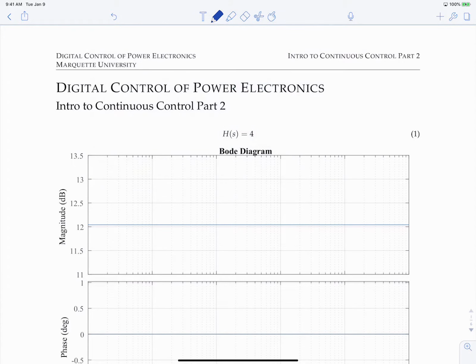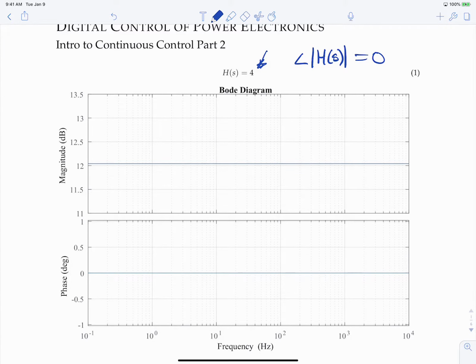Now, the next part is, in general, we also calculate the phase of the transfer function. Now, as you can see, you look at this transfer function, it is going to be 0 for all frequencies because it's just a constant 4. It doesn't have any angle that changes with respect to frequency, or in other words, the angle is 0. So if we scroll down here, you can see that our phase is indeed 0 for all frequencies. Okay, so that was a really simple one. So this is the Bode plot. We usually look at gain and phase of a transfer function. Now, let's go to a more complicated example.